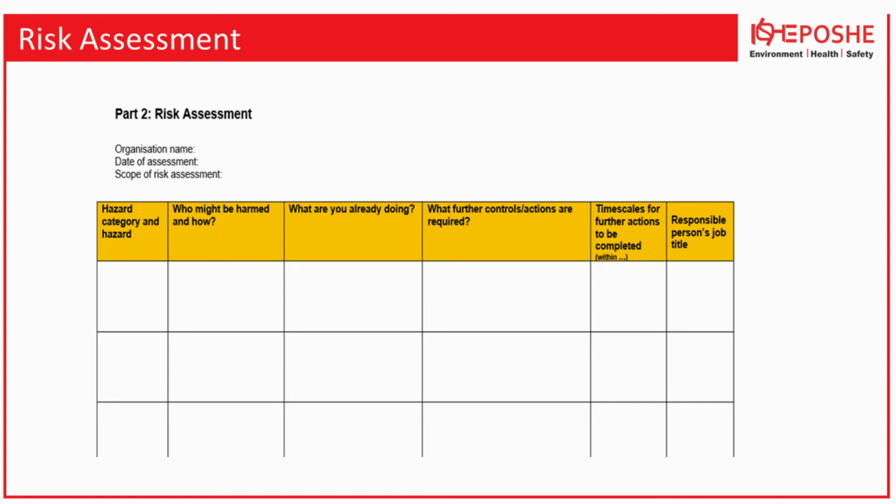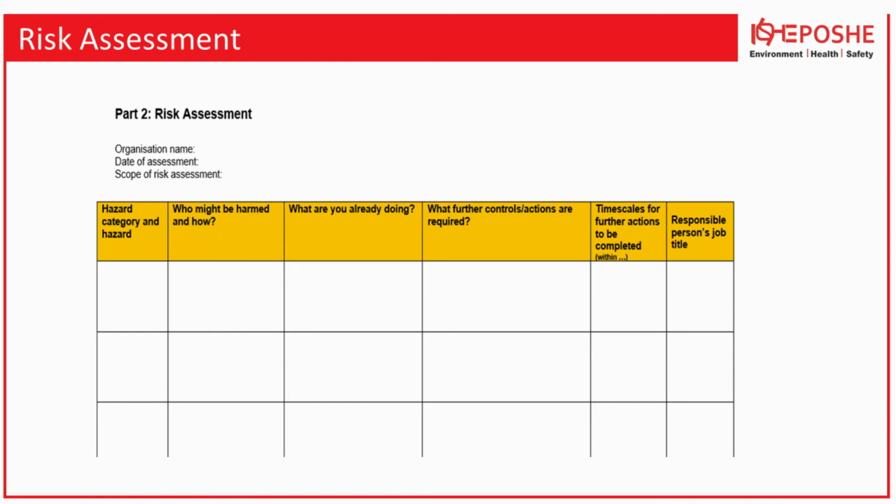Write realistic time scale for completion of each action mentioned in column 4. Column 6. Write the person responsible for completing each action. Important note: ensure all the columns are completed with realistic information.